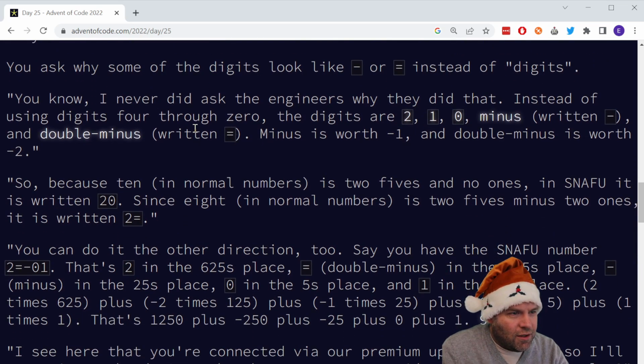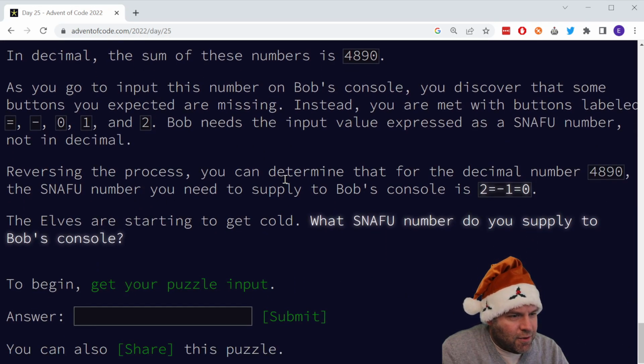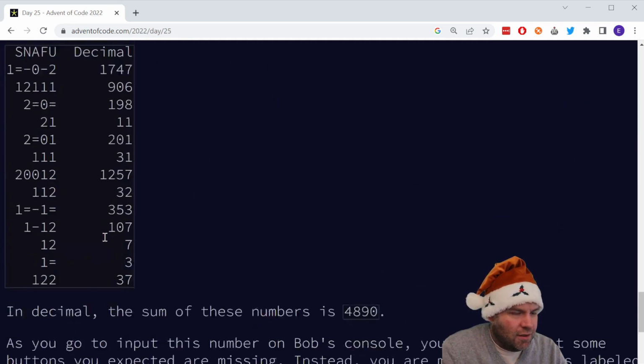You know, I never did ask the engineers why they did that. Instead of using the digits 4 through 0, the digits 2, 1, 0, minus, and double minus. Minus is worth -1, double minus is worth -2. Reversing the process, you can determine that for the decimal number 4890, the SNAFU number you need to supply to Bob's console is 2 equal. Okay. The Elves are starting to get cold. What SNAFU number do you need to supply to Bob's console?